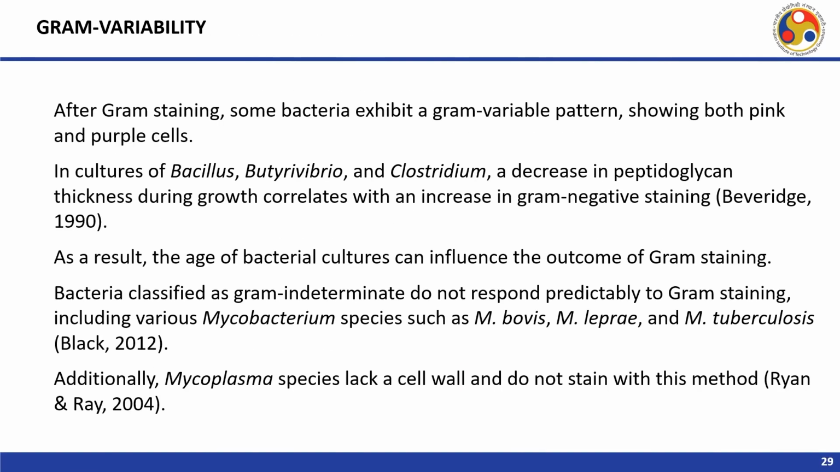Let us discuss gram variability. We know broadly that there are 2 types of bacteria based on gram staining. One is gram positive, another is gram negative, but there are certain variations. After gram staining, some bacteria exhibit a gram variable pattern showing both pink and purple cells in cultures of Bacillus, Butyrivibrio, and Clostridium. A decrease in peptidoglycan thickness during growth correlates with an increase in gram negative staining. As a result, the age of bacterial cultures can influence the outcome of gram staining.